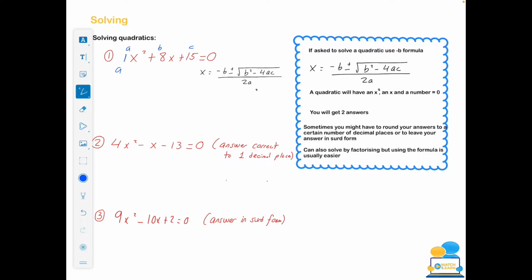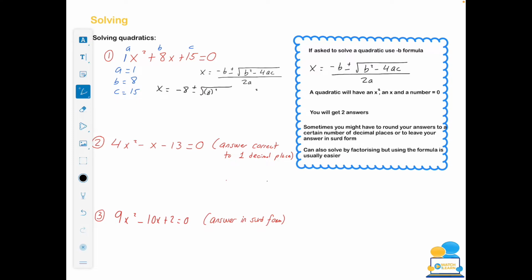So a is the number in front of the x squared, b is the number in front of the x, and c is the number on its own. Now here, there's no number in front of the x squared, so we're going to write a 1 in there. So a is equal to 1, b is equal to 8, and c is equal to 15. So now we're going to sub those into our formula.